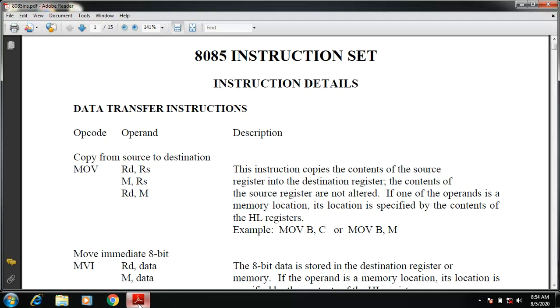Next, MOV M comma register, that is source register. This is the second one: the content of the source register is copied to memory. Similarly for the third one, MOV register comma M, the content of memory is copied to register. So these are the three categories for copying source to destination.